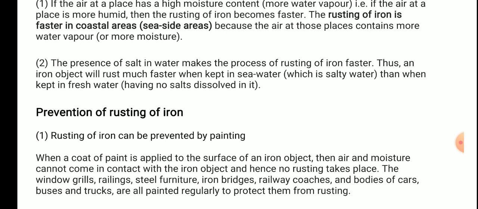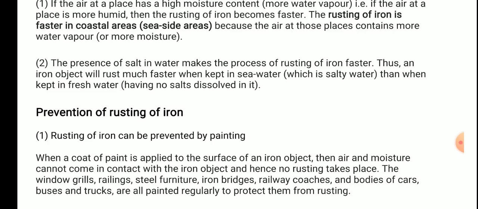See students, what is happening in rusting? The iron reacts with the gas oxygen and water vapor present in the atmosphere. What can we simply do? If we break the contact of iron with the surroundings, then we can prevent rusting.